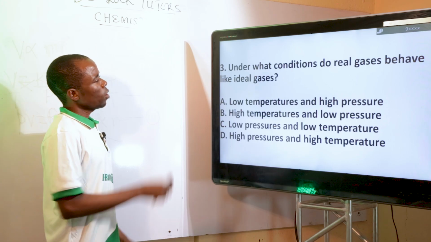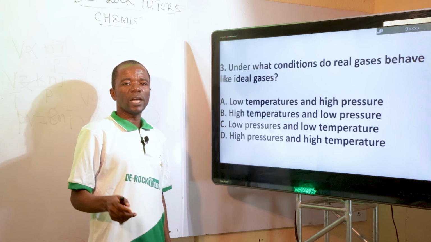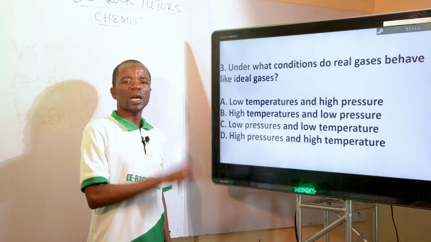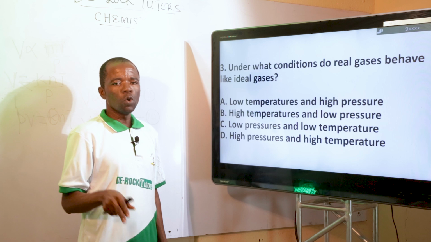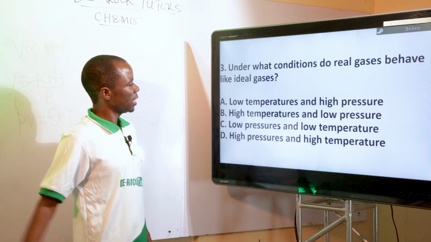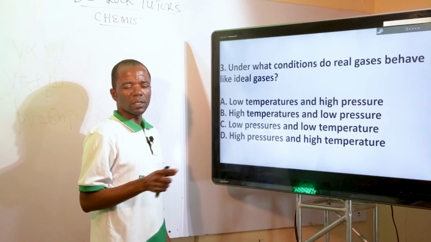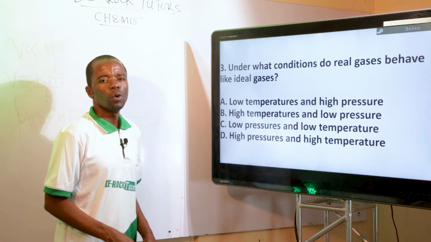Number 3, under what conditions do real gases behave like ideal gases? Real gases only behave as ideal gases when the pressure is low and the temperature is high. So, the 2 conditions are high temperature and low pressure. Taking a look at the options, the correct answer here is option B, at high temperature and low pressure. So real gases behave as ideal gases at high temperature and low pressure.